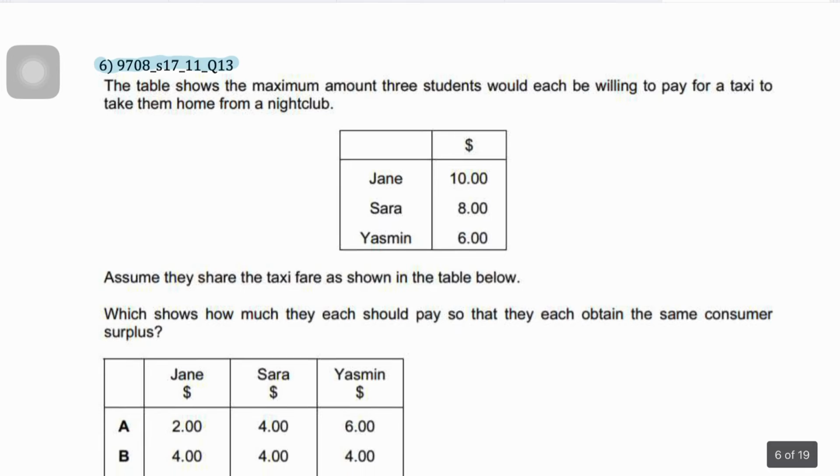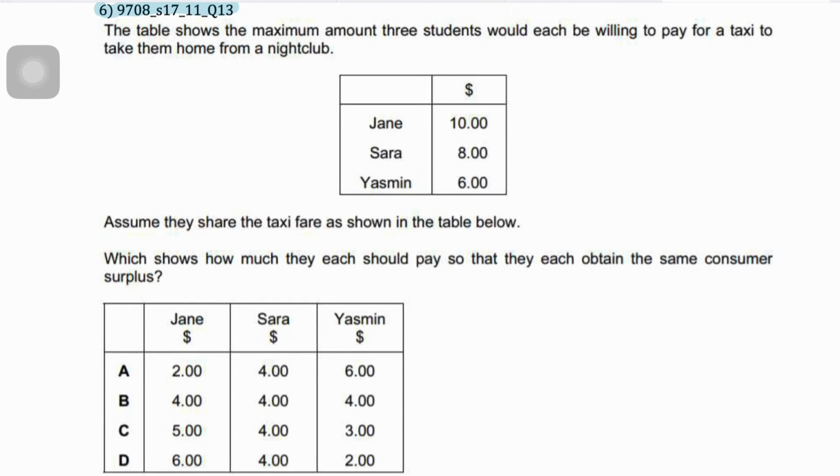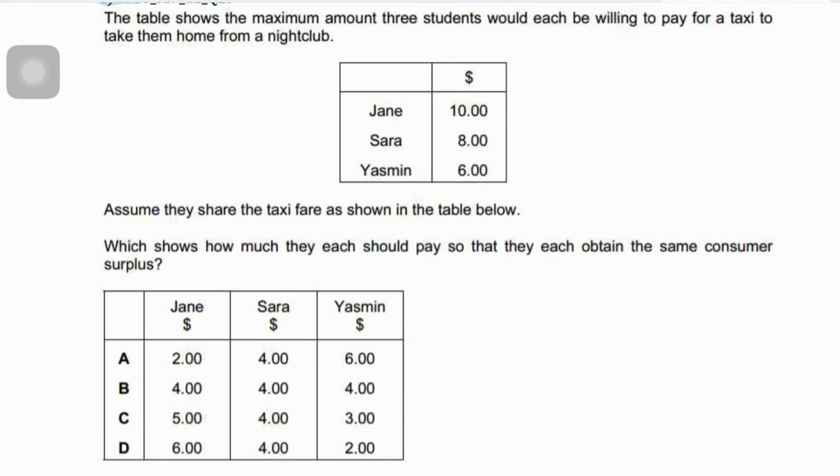It says the table shows the maximum amount 3 students would be willing to pay for a taxi to take home from a nightclub. Assume they share the taxi fare as shown below, which shows how much each should pay so that they obtain the same consumer surplus. So Jane is willing to pay $10, Sarah $8, Yasmin $6, and we need to have the same consumer surplus.